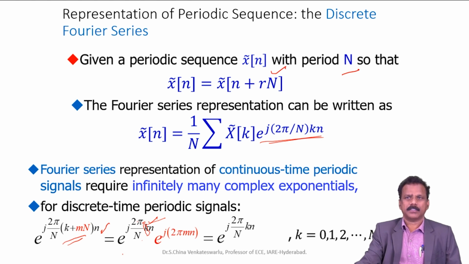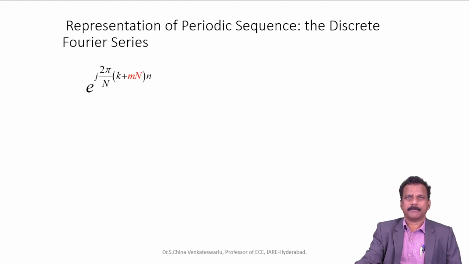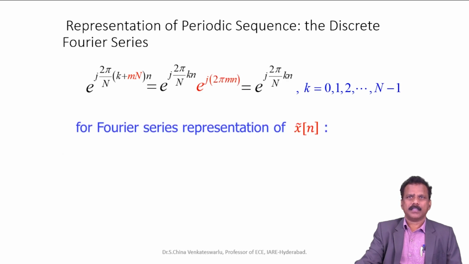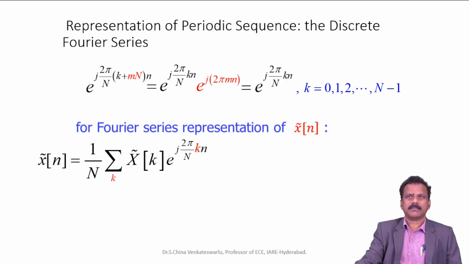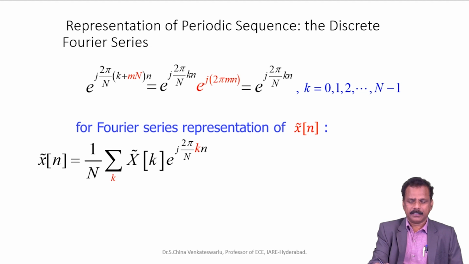The k value is ready to substitute, where k equals 0, 1, 2, 3, 4 and so on, up to capital N minus 1. Okay, next, the representation of the periodic sequence, the discrete Fourier series, is followed by e power j 2 pi by capital N of (k plus mN) n, which is equal to e power j 2 pi by capital N into kn.